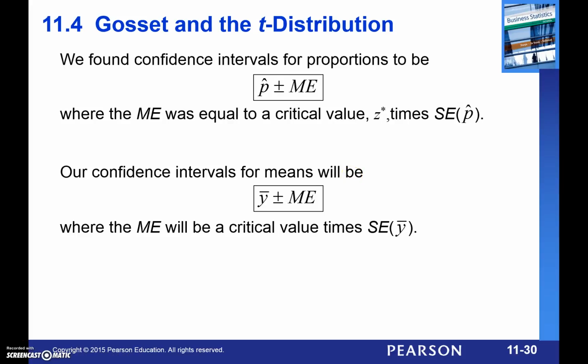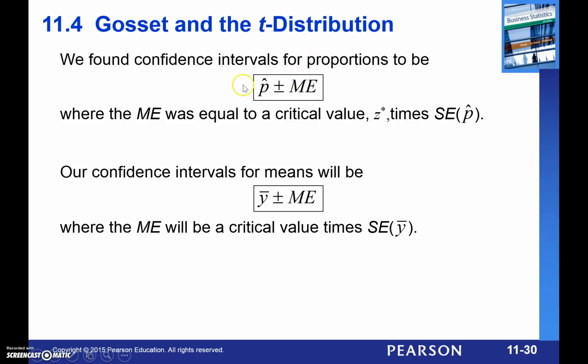Okay, in 11.4 we're going to talk about Gossett and the t-distribution. This is going to be another distribution class that we're going to use to measure things and find predictions of values. It's very similar to the standard normal curve, as we'll see.